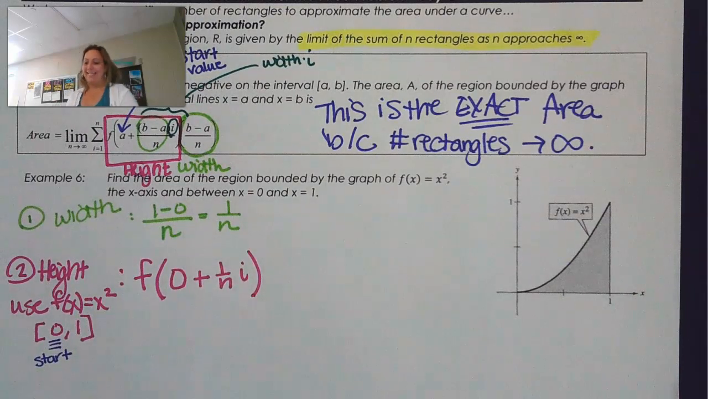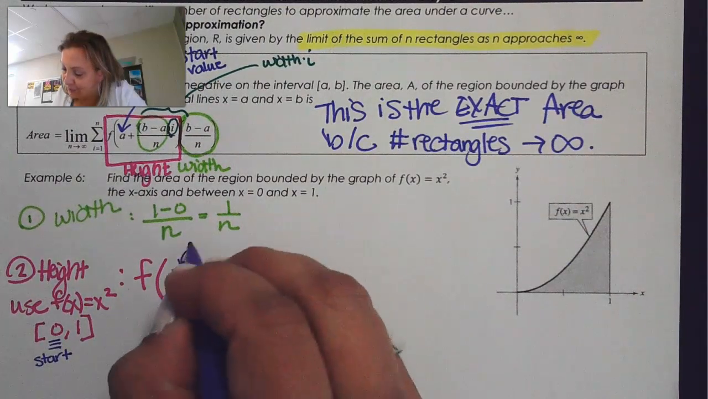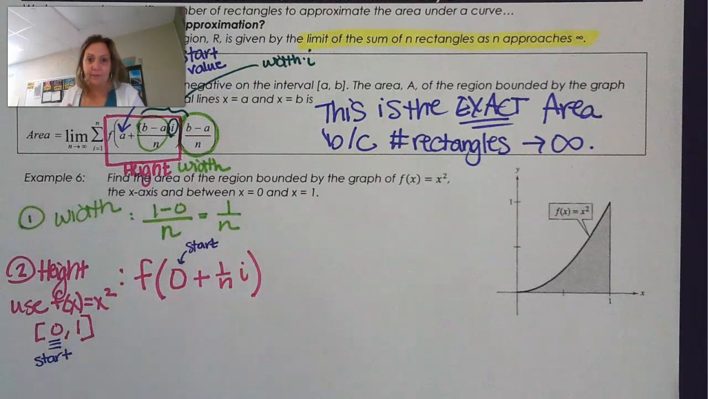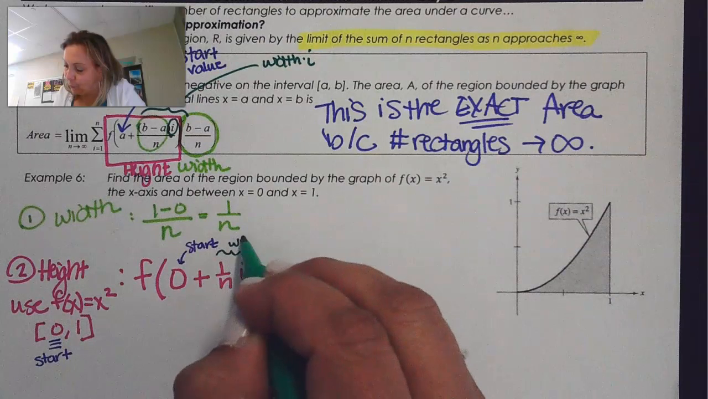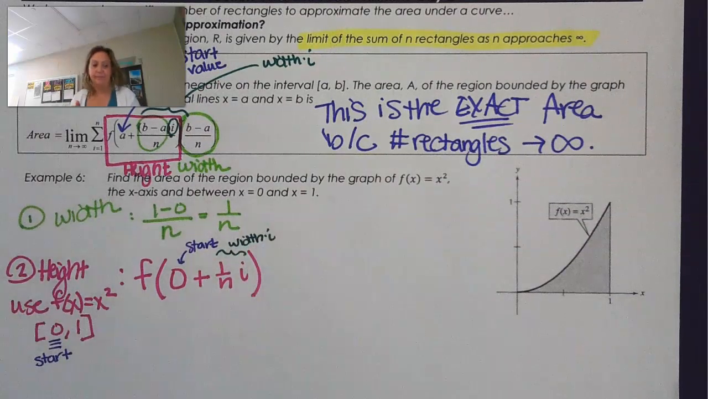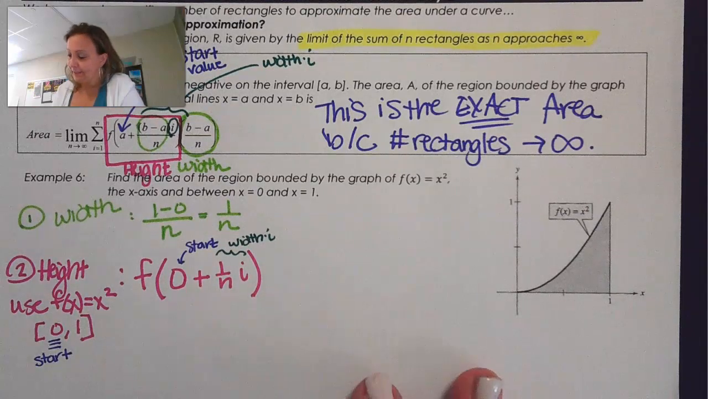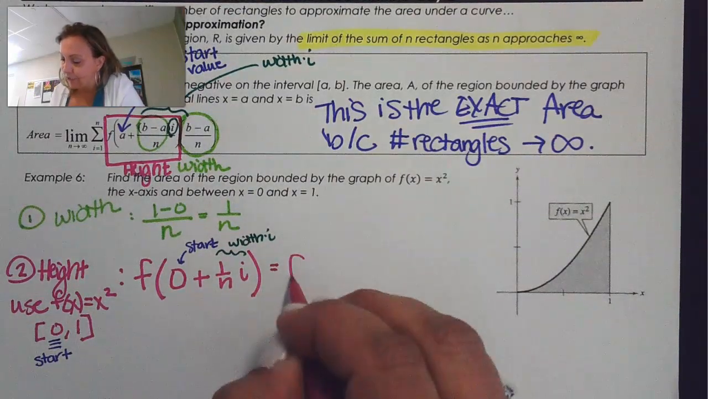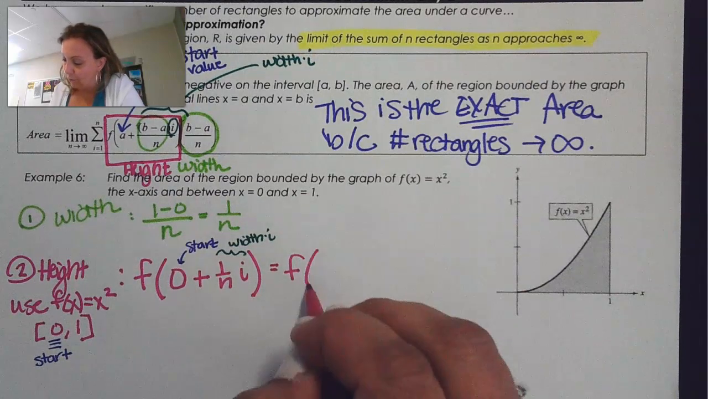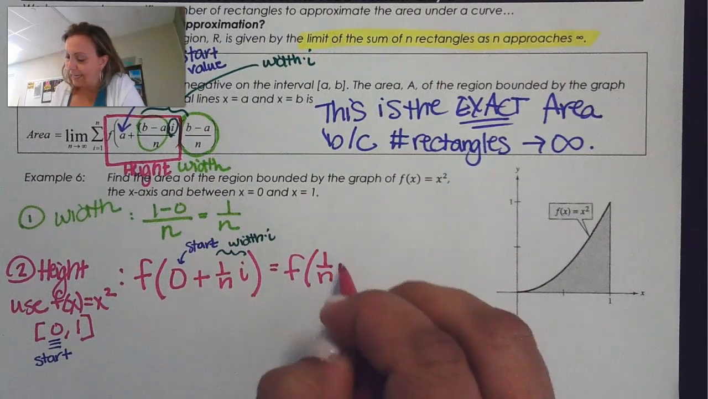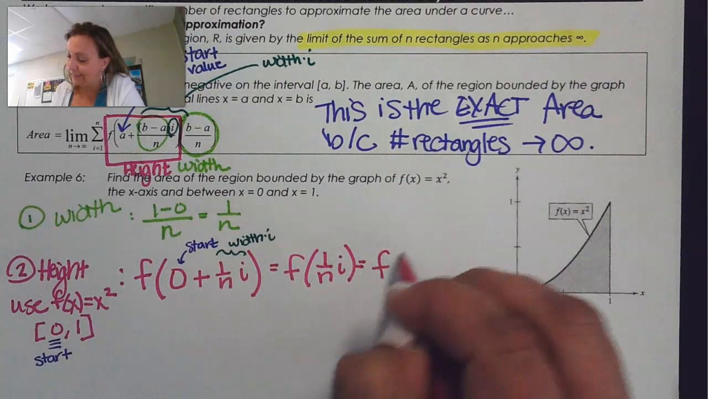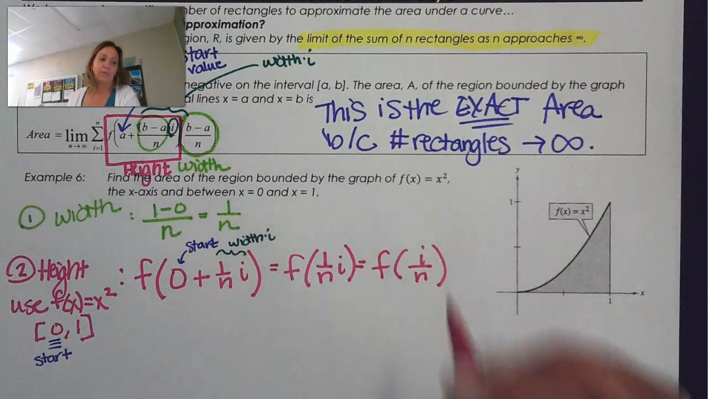Again, this 0 right here is where we're starting. Just hang with me for a little bit. And this part right here is the width times i. That's what we're going to want to find: all of those different function values for our heights. Now, this can really be simplified to f of 1 over n times i, which is really the same as f of i over n.